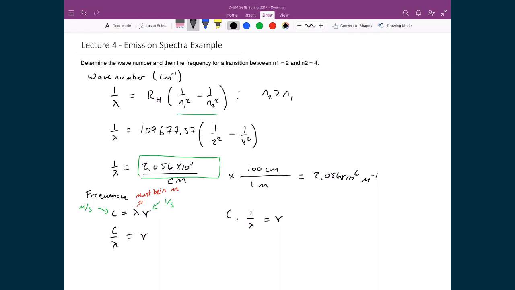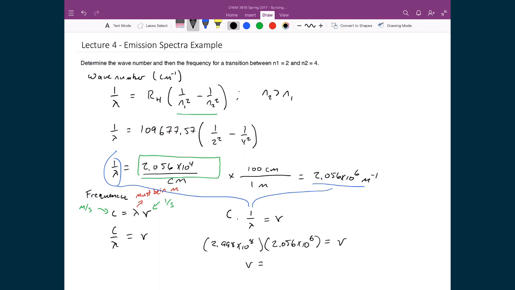Well, again, c is equal to 2.998 times 10 to the 8. And my 1 over lambda, well, that's just this number. And so I can just take that and stick it directly into there. So I multiply by 2.056 times 10 to the 6, and that gives me my frequency. And so in the end, the frequency is going to be equal to 6.165 times 10 to the 14, and that is in inverse seconds.